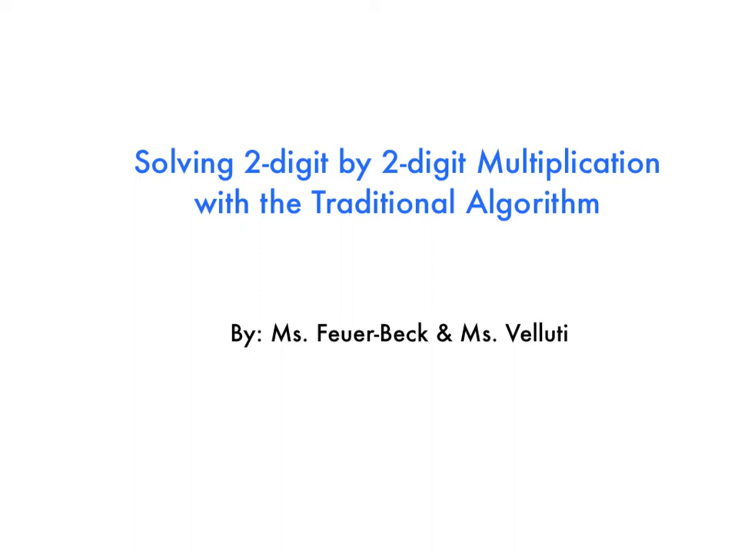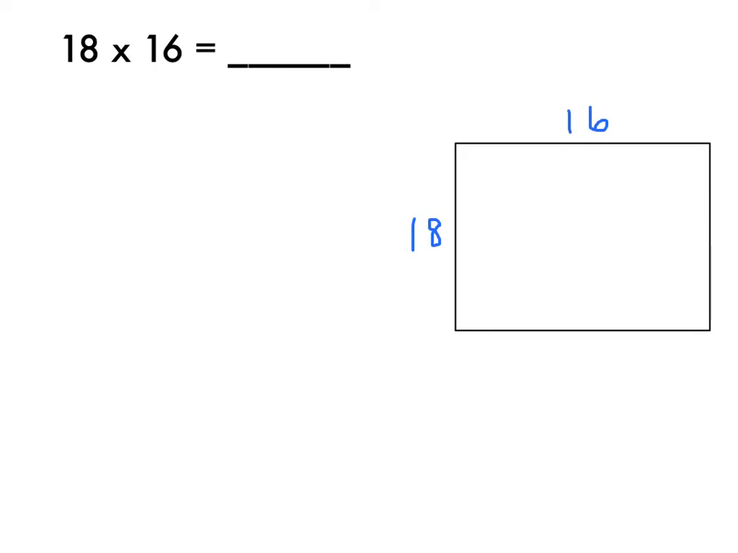Today we'll be solving 2-digit by 2-digit multiplication using the traditional algorithm. Let's start by solving 18 times 16. And the first thing that I need to do with the traditional algorithm is rewrite the problem vertically. And when I do so, I want to always make sure that I'm lining up my place values. So you can see here that I have my 1s and my 10s lined up.